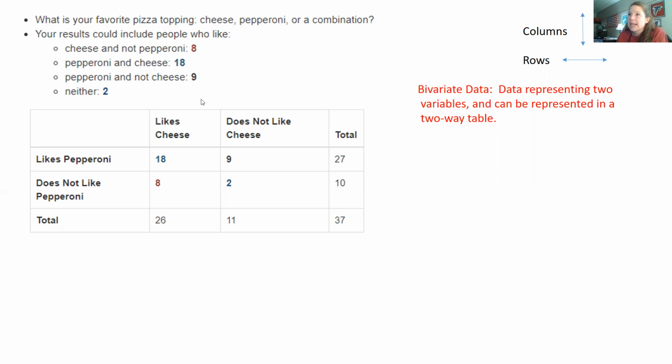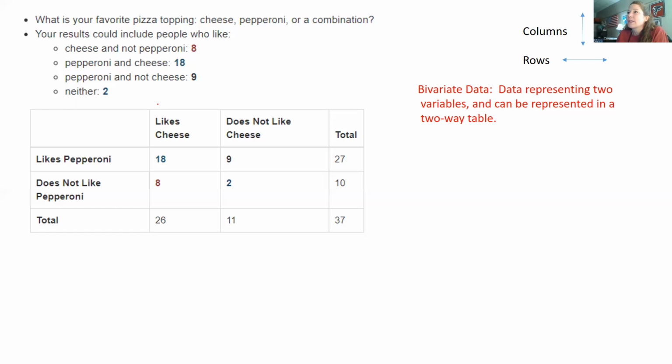So for example, let's say I had a survey. I asked people, what's your favorite pizza topping? And my choices were cheese, pepperoni, or both. So some people are going to like cheese and not pepperoni. Some people are going to want pepperoni and not cheese. Some people don't like either, and some people like both. So we can display that information on a two-way table.